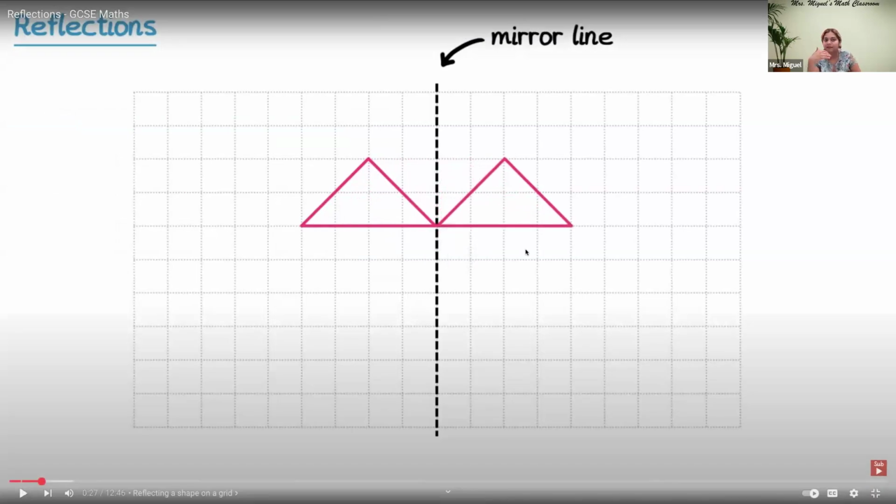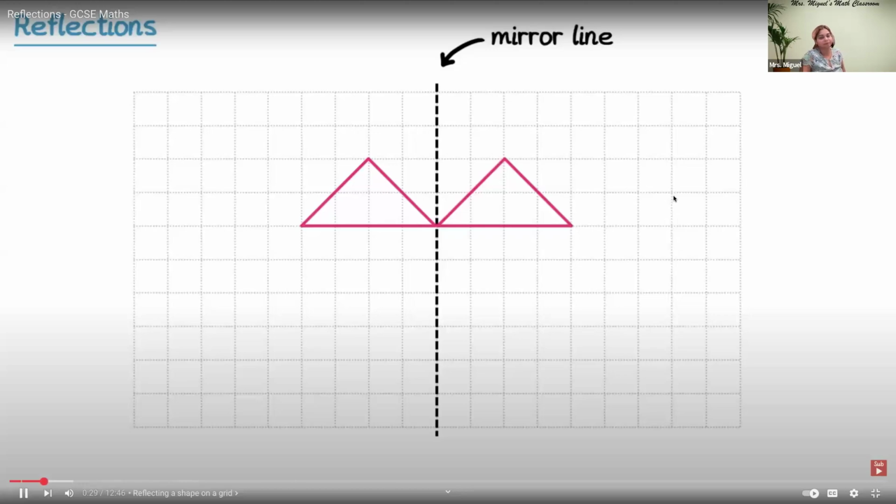Now, we are accustomed to reflections on a daily basis. Every day, before we leave home, we stand in front of the mirror to make sure that we are looking presentable. So the object, which is us, is reflected the same distance behind the mirror, right? And that is called the image.